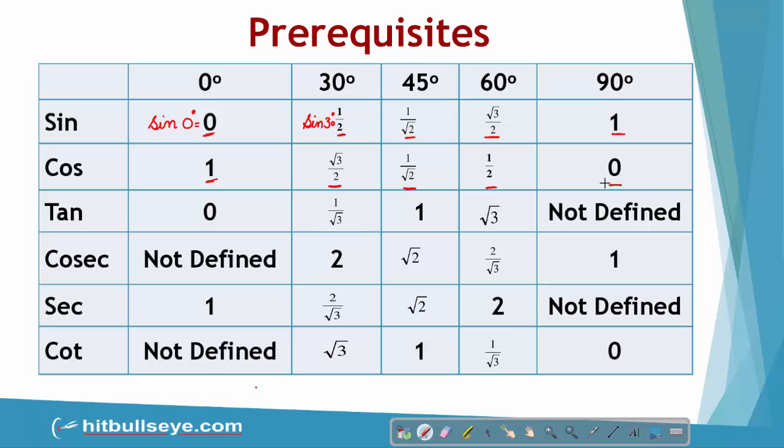Now what is tan theta? As we have discussed earlier, tan theta is sine theta upon cos theta. That's why we can say that tan 0 degree is 0 upon 1, so it becomes 0. Tan 30 degree is equal to sine 30 degree upon cos 30 degree, which becomes 1 upon root 3 and so on. Cosecant theta is reciprocal of sine theta, secant theta is reciprocal of cos theta, cot theta is reciprocal of tan theta. So we can write all the values respectively.